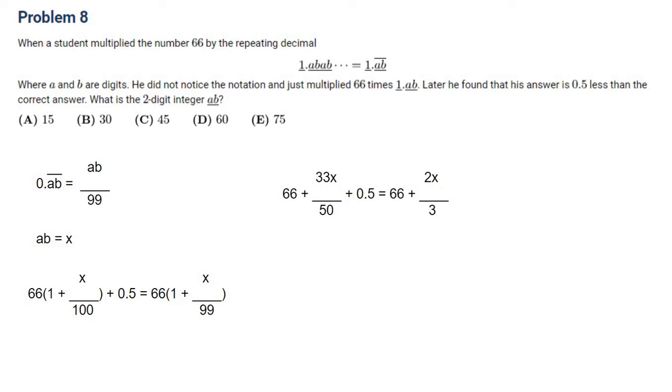So here we can just solve. We basically use the distributive property in this step, and we just continue solving the equation. Here we get 33x over 50 plus 0.5 equals 2x over 3. And we can just continue solving. 99x plus 75 equals 100x. Finally, we get that 75 equals x. So therefore, we can conclude that E, 75, is the correct answer.